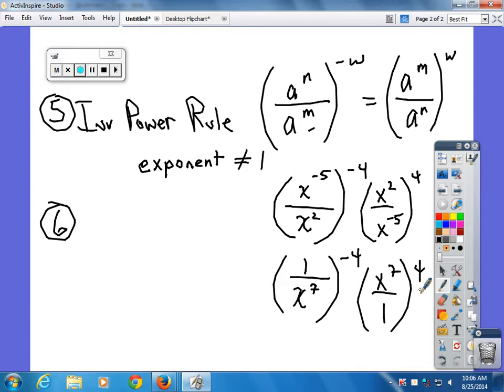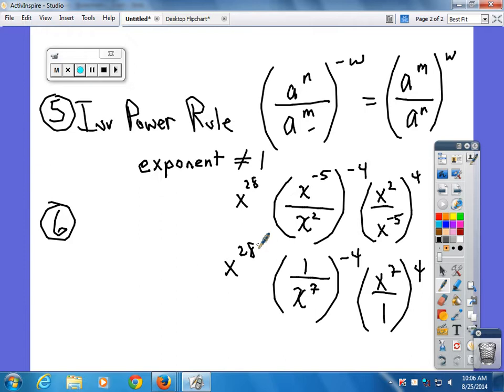And let's do that. All right? You can bring this upstairs. If you bring this upstairs, it's x to the what? And what's x to the 7th to the 4th power? X to the 28. So you get the same answer no matter how you do it, as long as you do it legally.